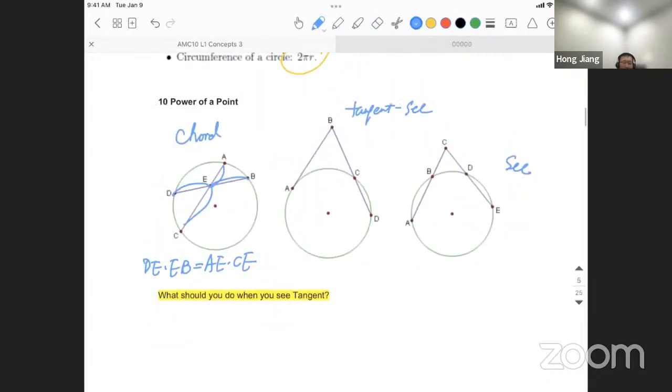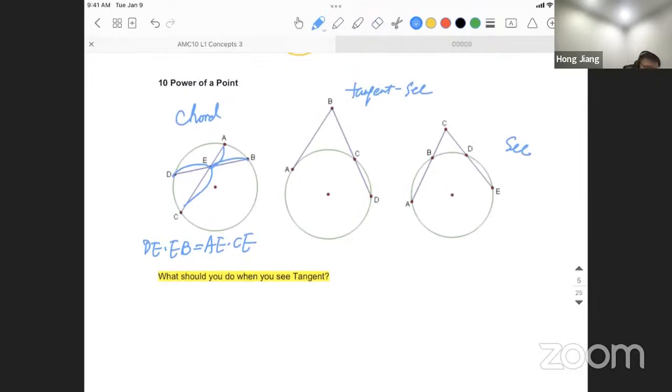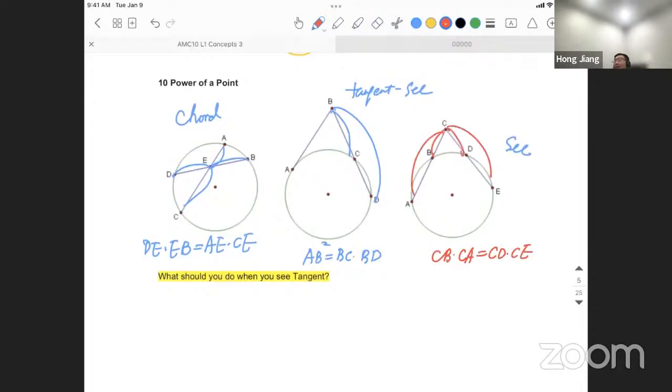The other part, whenever you see a tangent and a secant, you have AB squared equals BC times BD, right? And the last one is CB times CA equals CD times CE, right? As you can see, the tangent secant theorem and the secant theorem are very similar.